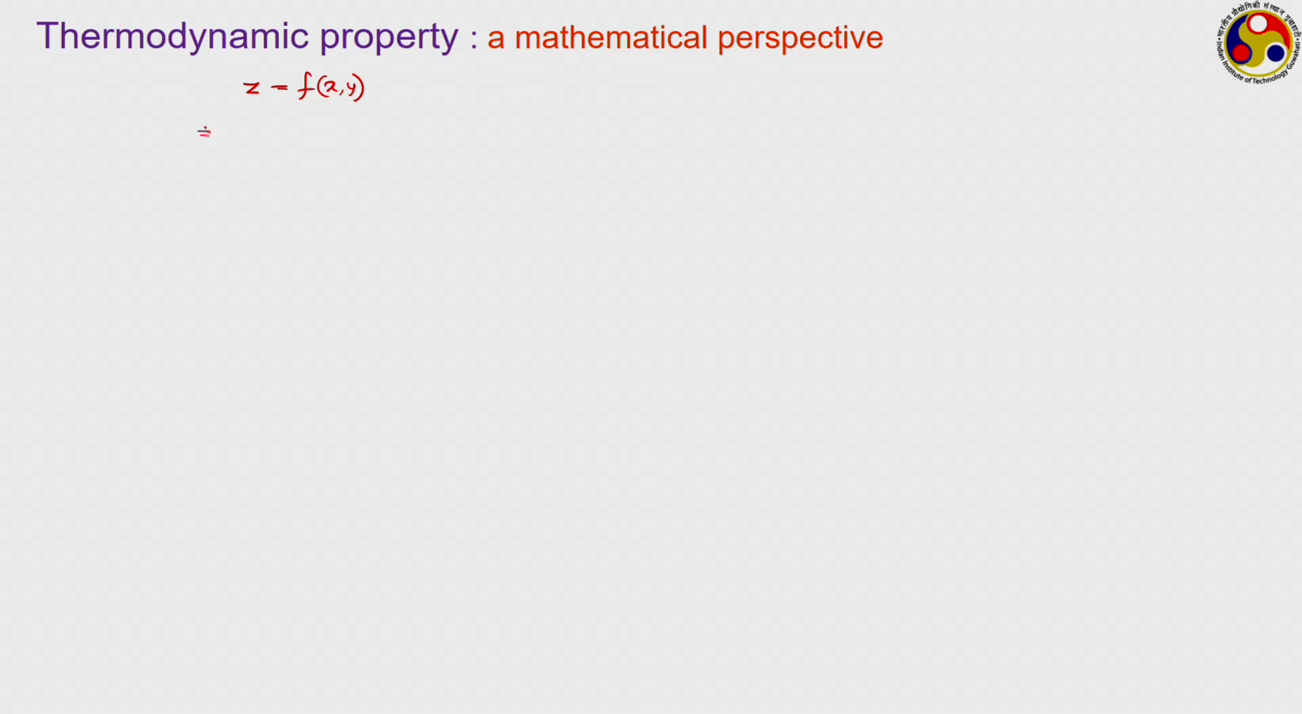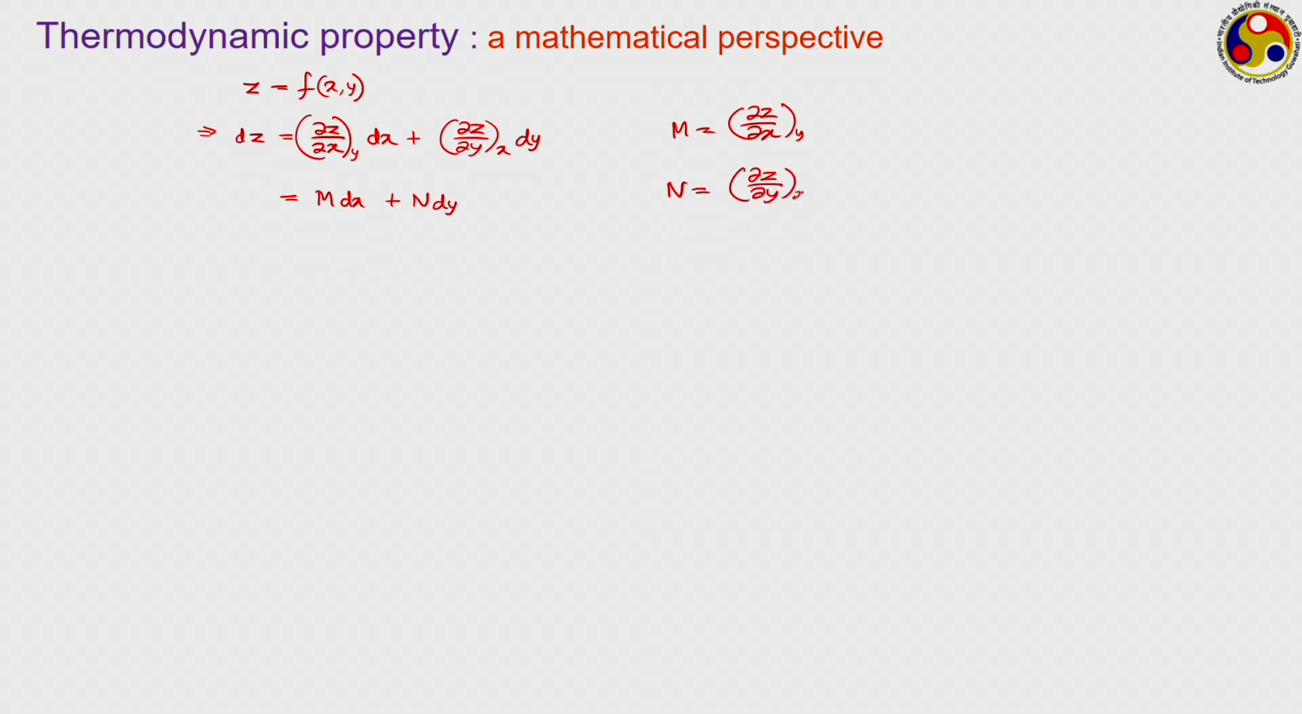So, if we differentiate on both sides, we can write dz to be something like dou z dou x with y constant dx plus dou z dou y with x constant dy. It is a simple partial differential form. Let us write this as m dx plus n dy, where m is the first partial differential, that is dou z dou x with y constant, and n is dou z dou y with x constant.